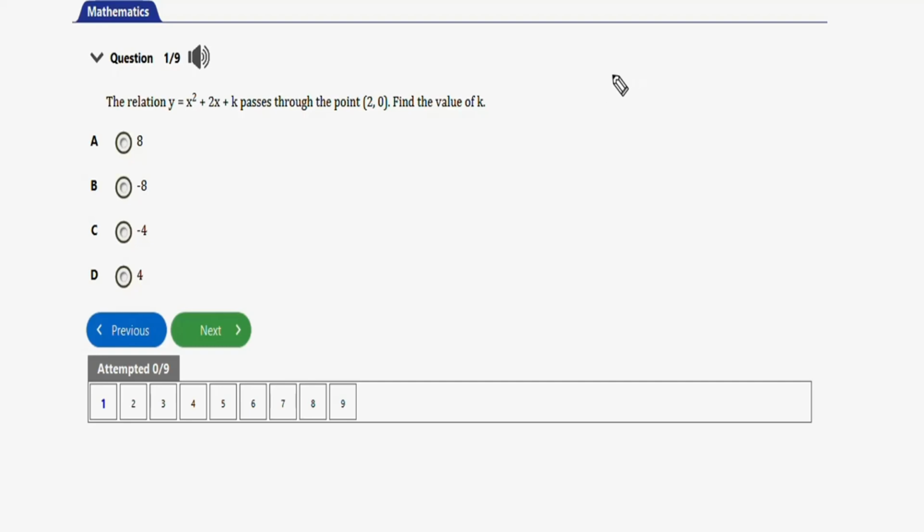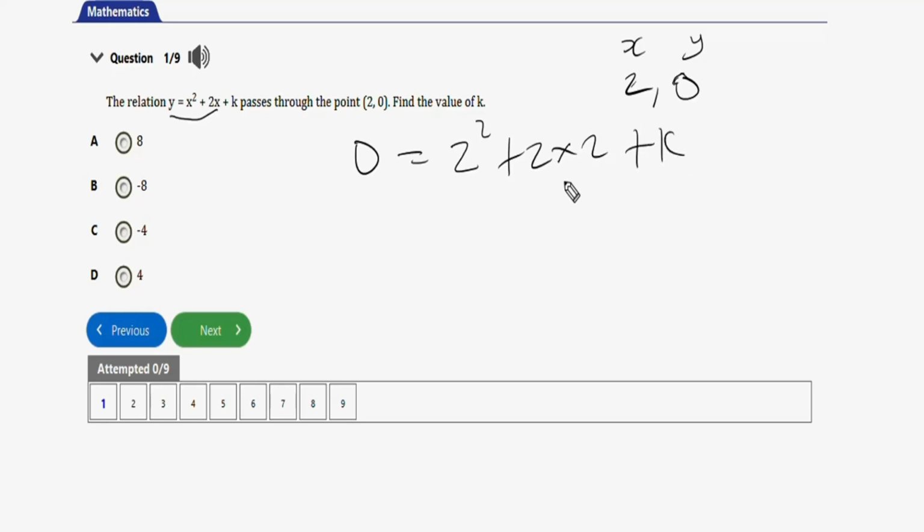So in the bracket we have the values to be 2 and 0. So this 2 is our x, this 0 is our y. Now since 2 is x and 0 is y, let's substitute in this relation we have here. So our y is 0, equals, our x is 2, so it will be 2 squared plus 2x means 2 times 2, plus k. We are looking for the value of k.